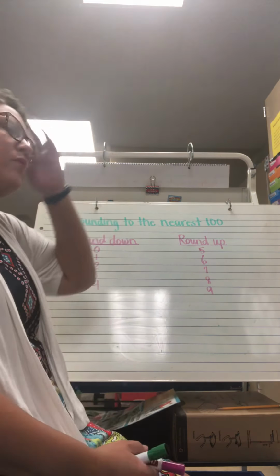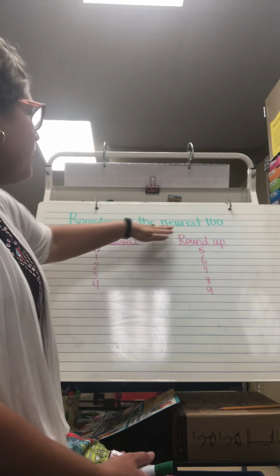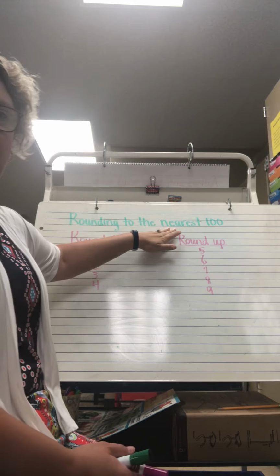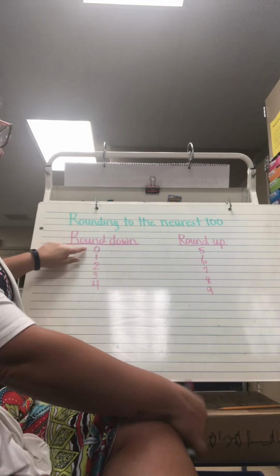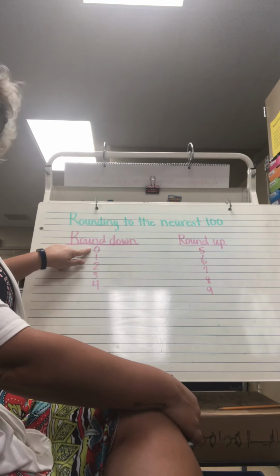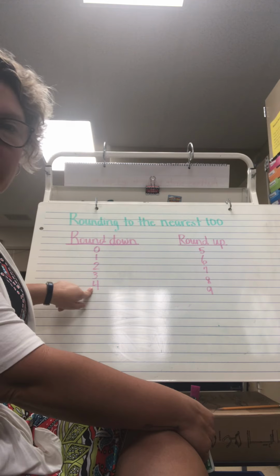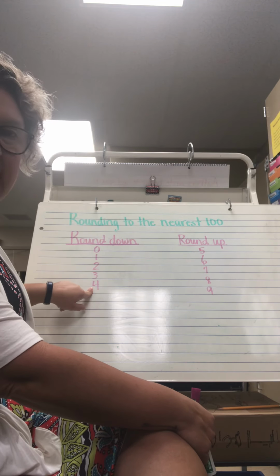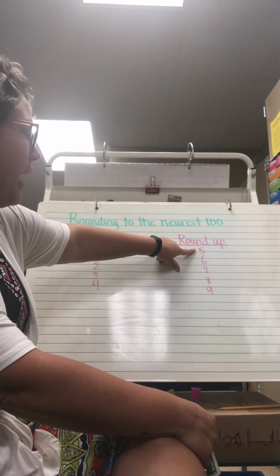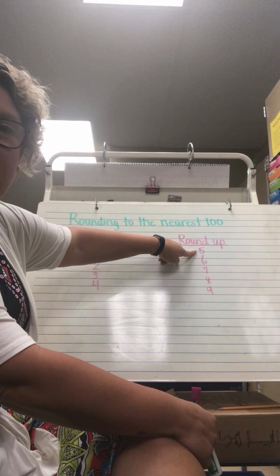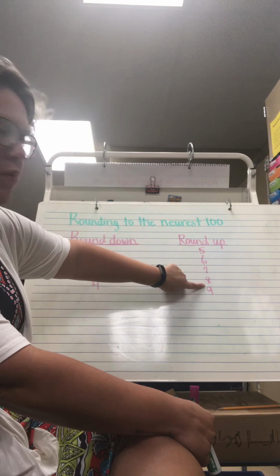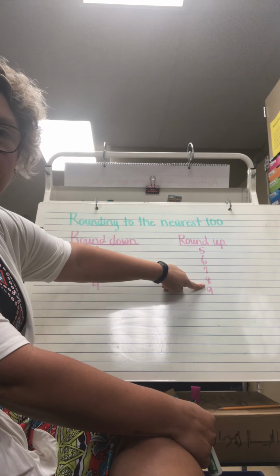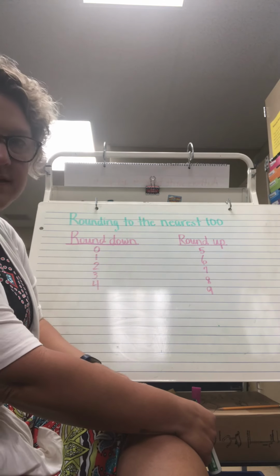So let's review the rules really quick. When we're rounding to the nearest hundred and we want to look at the tens place, if the digit in the tens place is a 0, 1, 2, 3, or 4, you're going to round down. If the digit in the tens place is 5, 6, 7, 8, or 9, you are going to round up to the next hundred.